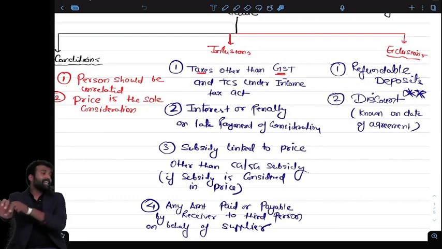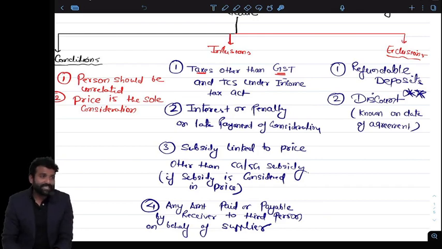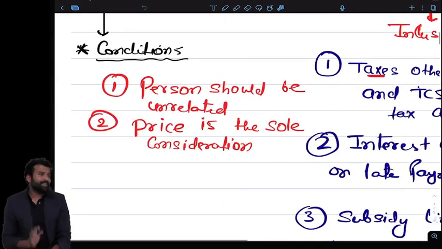We are considering price for the purpose of calculation of GST. What we are saying is that I will be charging GST on the price. But the price should be arm's length, the price should be genuine, and therefore there are two conditions to accept the price. First, the transaction should be between unrelated persons and the price is the only consideration.